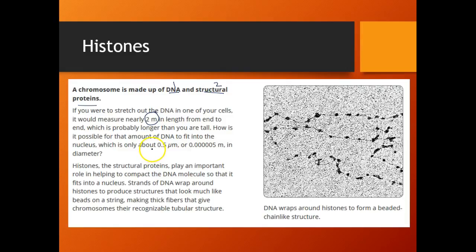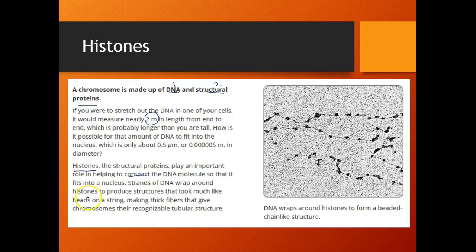If you really think about it, it's pretty fascinating that you have that much DNA when that DNA is able to fit into a nucleus that is extremely small. So how exactly does that happen? It happens by using histones. Histones are structural proteins that play an important role in helping to compact the DNA molecule so that it fits into the nucleus. Again, histones' role is to condense the DNA so it can fit into that nucleus properly.